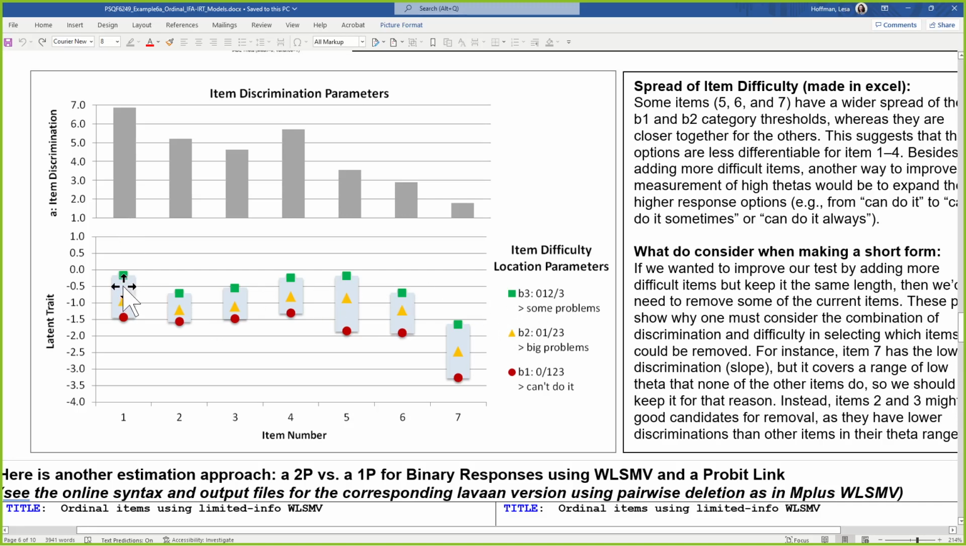So if I wanted to improve the measurement of people with a higher level of the trait, I would either have to come up with another response option that separates out can do it, or I'd have to come up with items that are more designed for people with higher abilities.